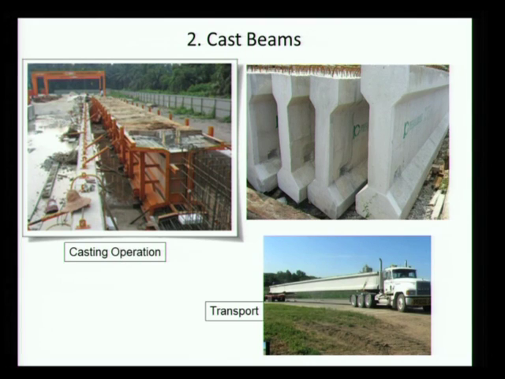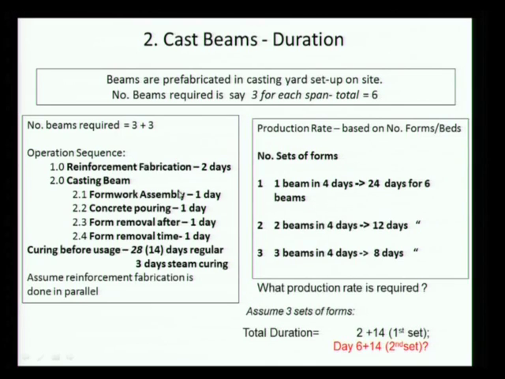In this case we are saying that beam casting is part of the project, and we are assuming that there is a total of 6 beams required, 3 plus 3, 3 on one span, 3 on the other, and the sequence of beam fabrication is like this. You have 2 days for the reinforcement, and when you are casting the beam, assembly is 1 day, concrete pouring is 1 day, and form removal after 1 day, the time for removing the form is 1 day.